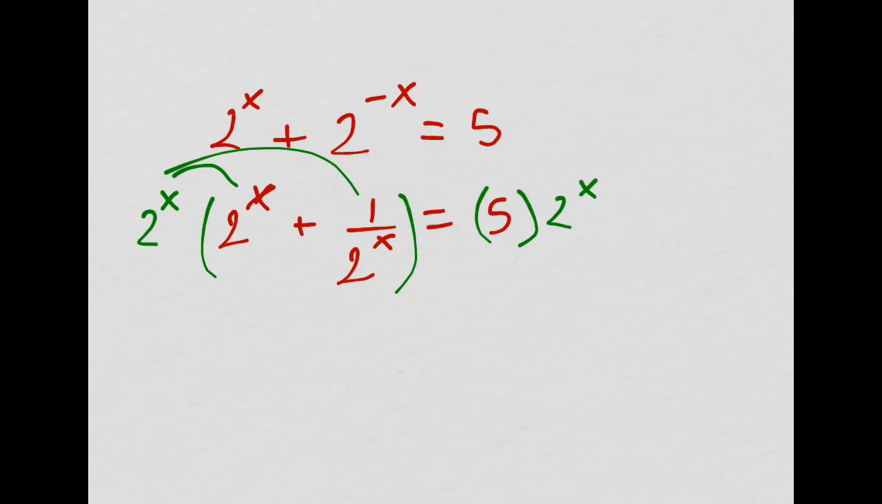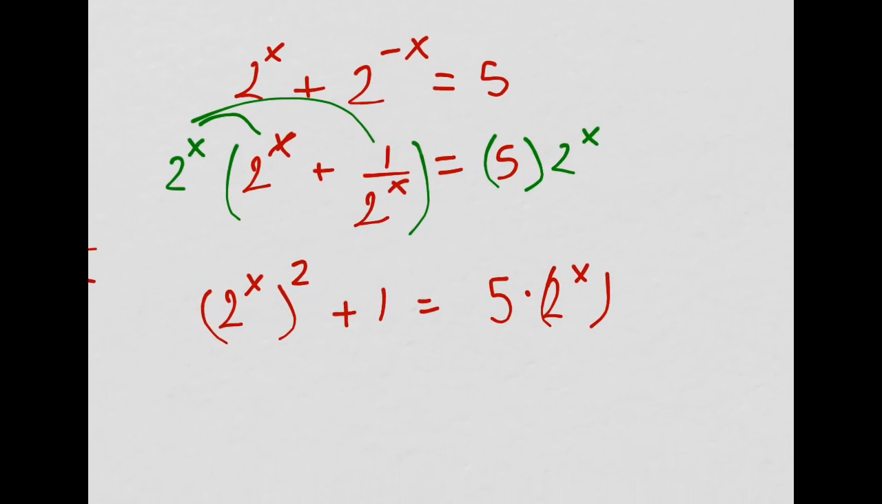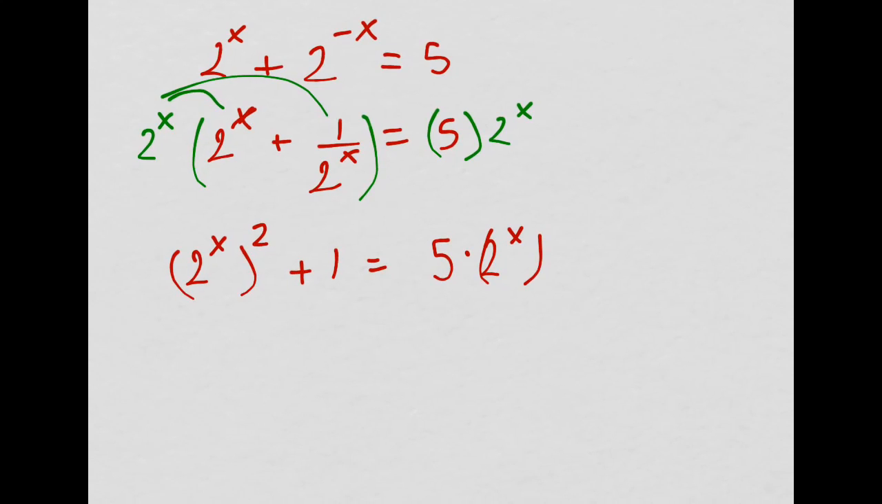So let's distribute. This would become 2 to the x times 2 to the x, so that would be squared. And then I would have plus 1 equals 5 times 2 to the x. Maybe I'll write it like that. Okay, that's great. I still don't know what to do. Well, here's the thing. This is like a special algebra 2 problem. We spent a little bit on this. This actually has now a quadratic form, right?